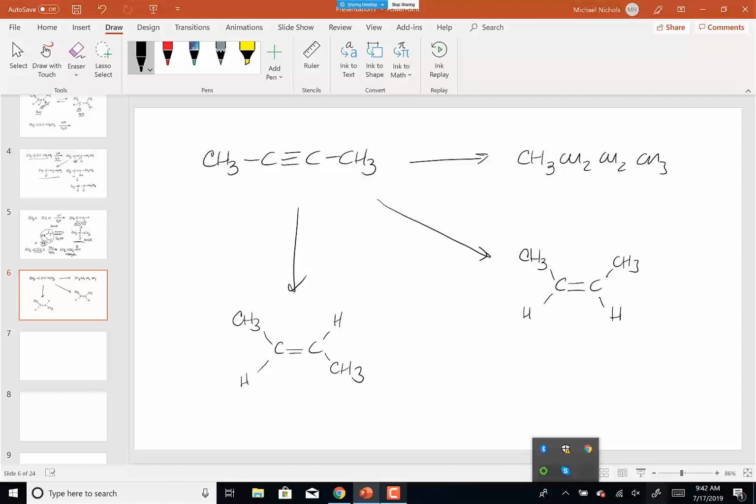The other reactions that are different are the reductions to turn the triple bond into either a single or a double bond. That's a new set of reactions. So I have the full complement of reactions. I can take the triple bond all the way down to a single bond, and I can also form the cis and the trans alkenes depending on which one I want. So the question is, which reagent goes with which set of reactions?